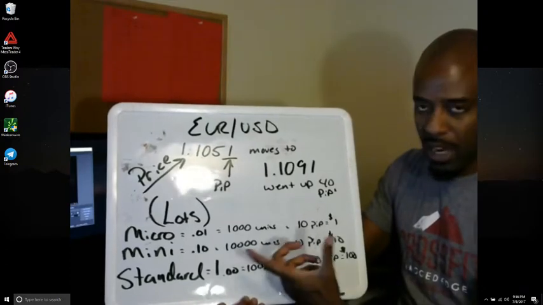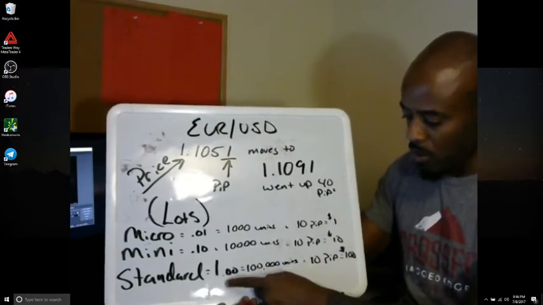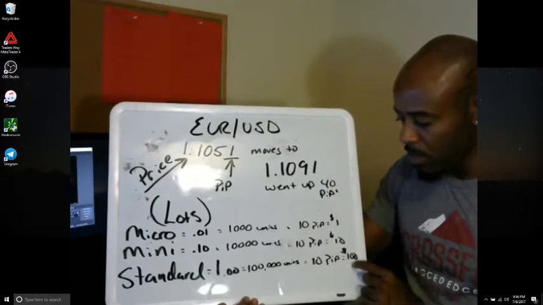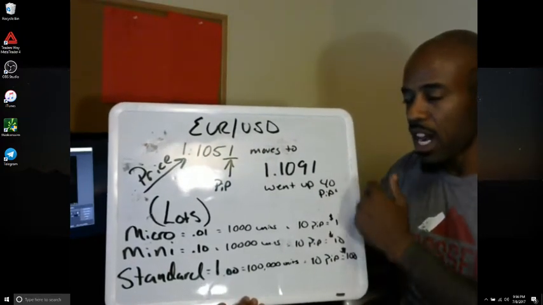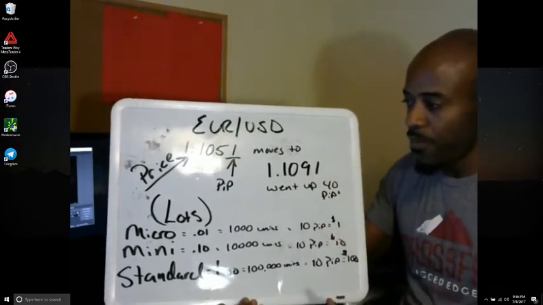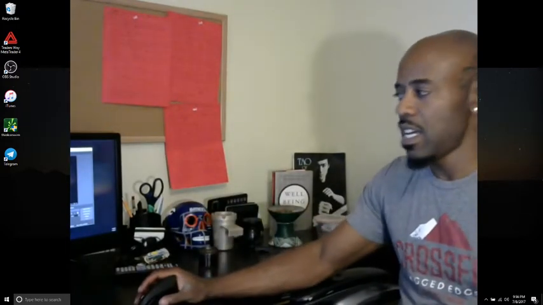Standard lot, big boy, what everybody wants to get to. 10 pips is $100. 40 pips would have gave us $400 in profit with this one move right here. Okay, let's go ahead and now take a look at the charts and see how this is set up for you.